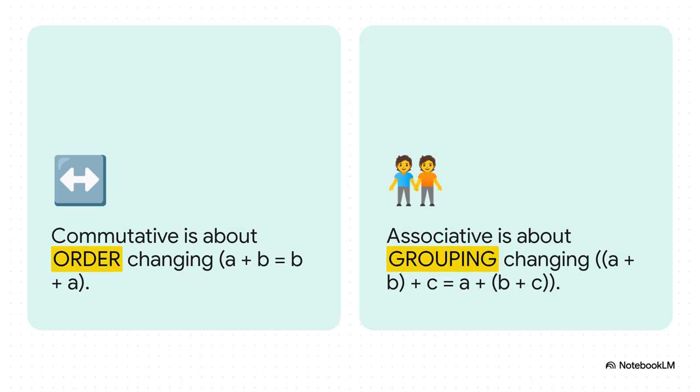Okay, team, listen up. This is the spot where everyone gets mixed up, so let's lock this in right now. The commutative property is all about order. The numbers physically move places, like commuting to work. The associative property is all about grouping. The numbers stay in the same line, but their little friend group, the parentheses, moves. Order versus grouping. That's the key.